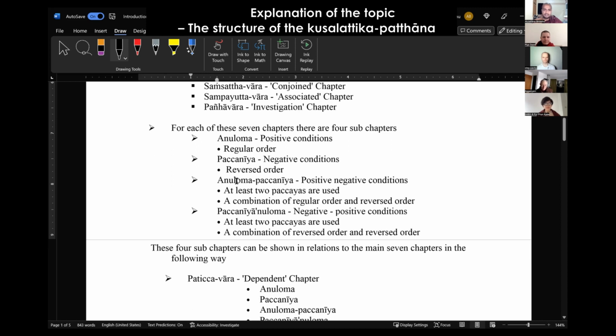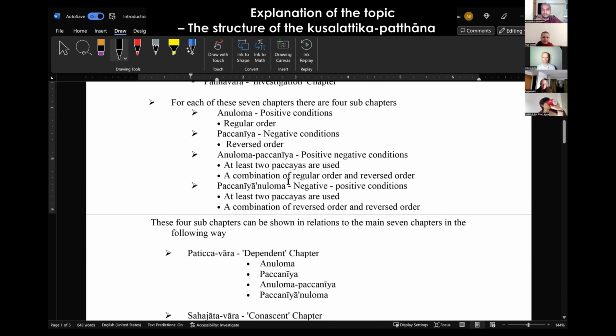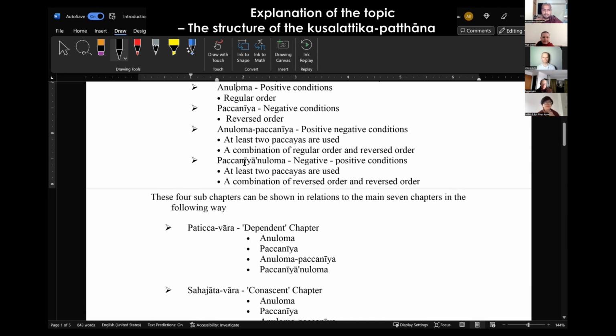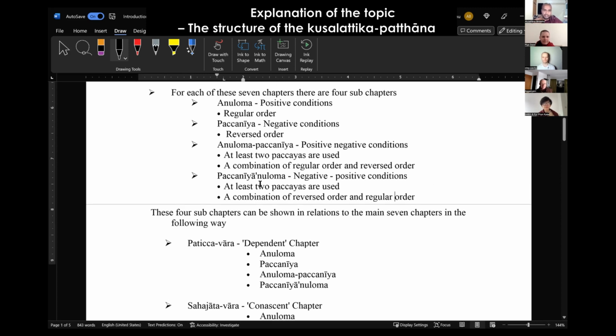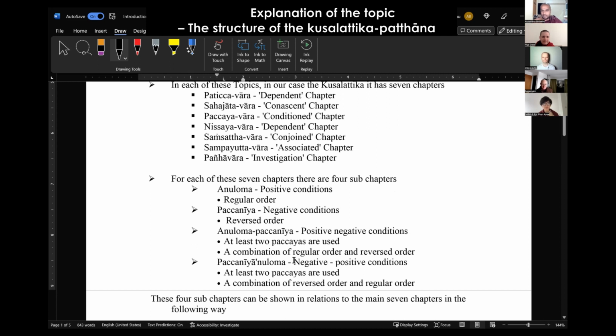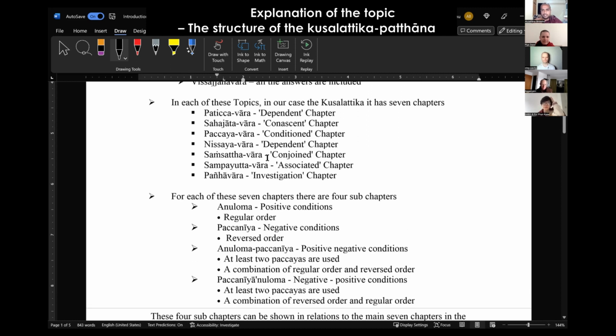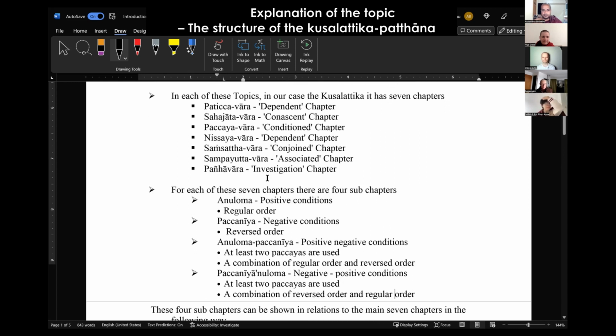And the third one is Anuloma Paccaniya. It's translated as positive, negative conditions. So in here, at least 2 paccayas are being preached, and it's a combination of regular order and reverse order. The fourth one is the Paccaniya Anuloma Vara. It's negative and positive conditions. So here it's a combination of reversed order and the regular order. So we are looking at these 4 combinations, the four subchapters in each of these 7 chapters, right?